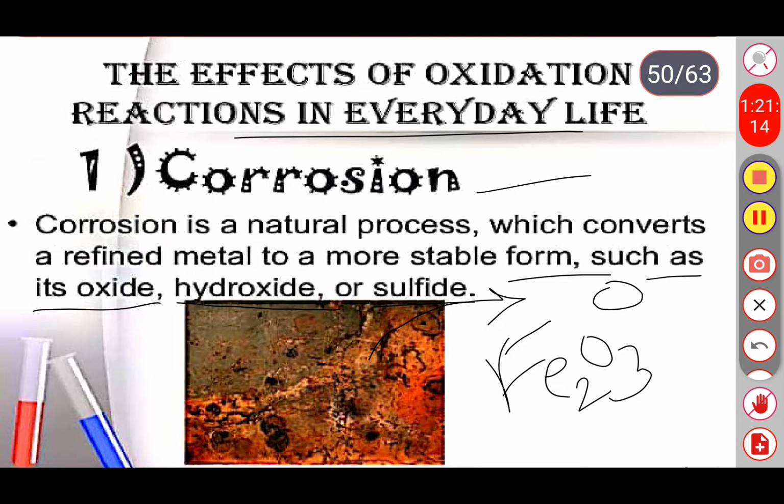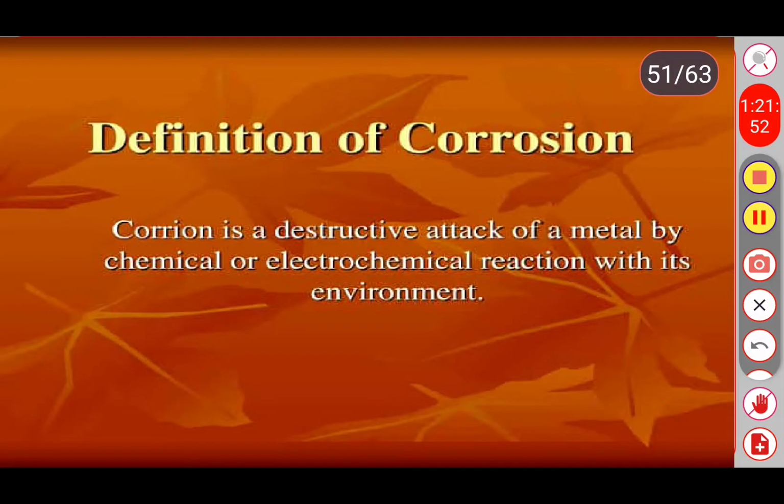Both corrosion and rusting are very harmful and cause damage to buildings, railway tracks, automobiles and other objects or materials where we use metals. Okay, see here the definition of corrosion. Corrosion is a destructive attack of metal by chemical or electrochemical reaction with its environment. So this is the definition of corrosion.